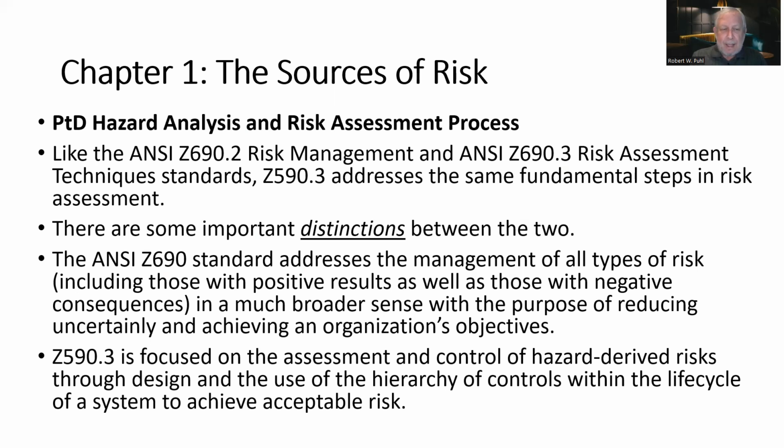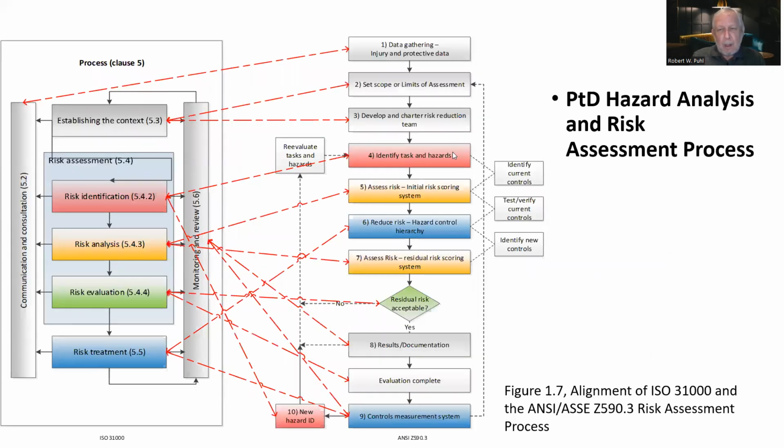So ANSI Z590.3 is focused on the assessment and control of hazard-derived risks through design and the use of hierarchical controls within the life cycle of the system to achieve acceptable risk. So it's more focused. Z590.3 is more focused.